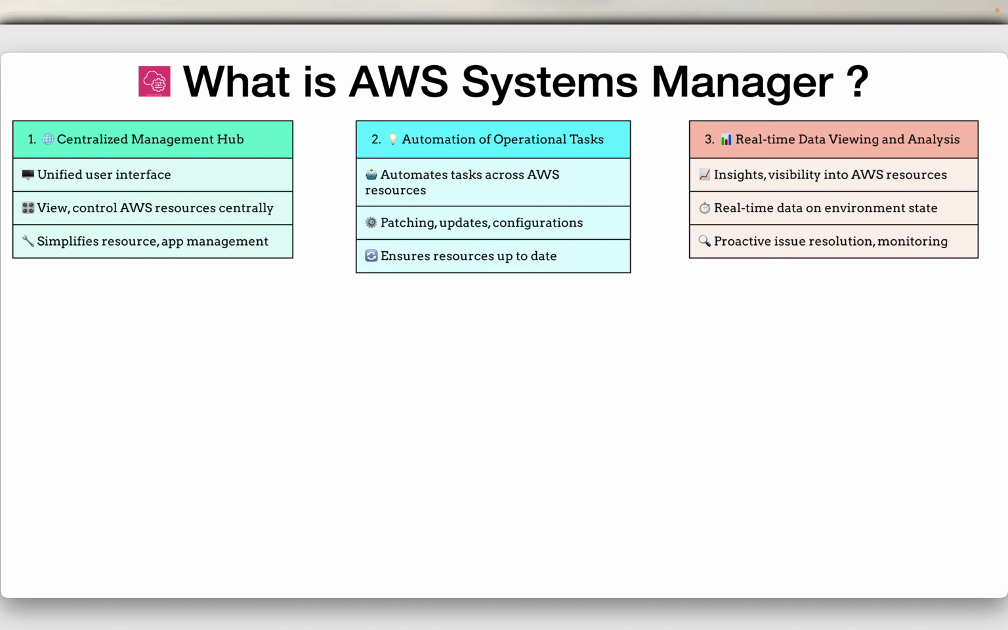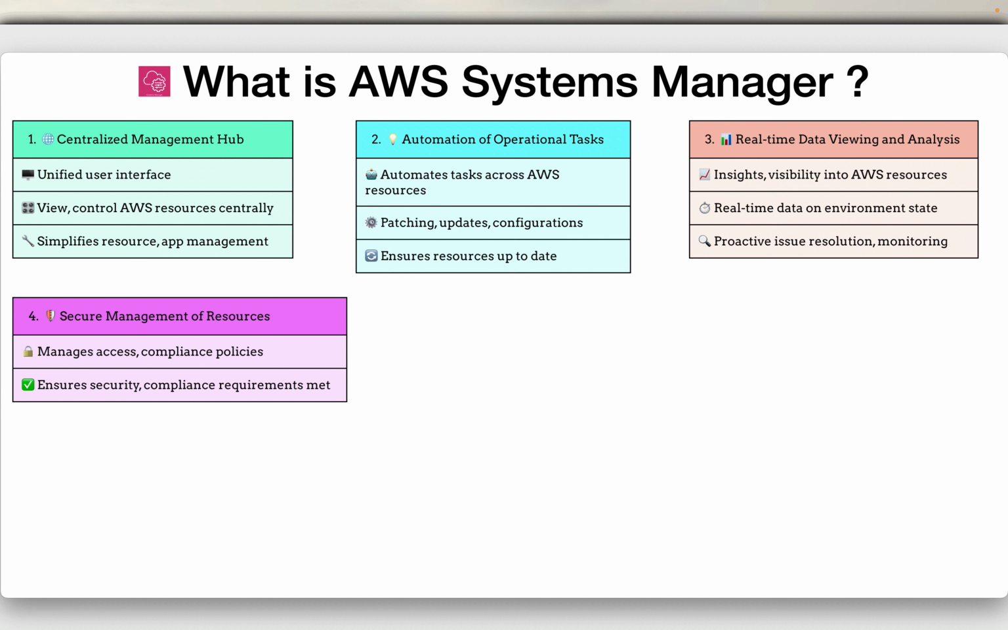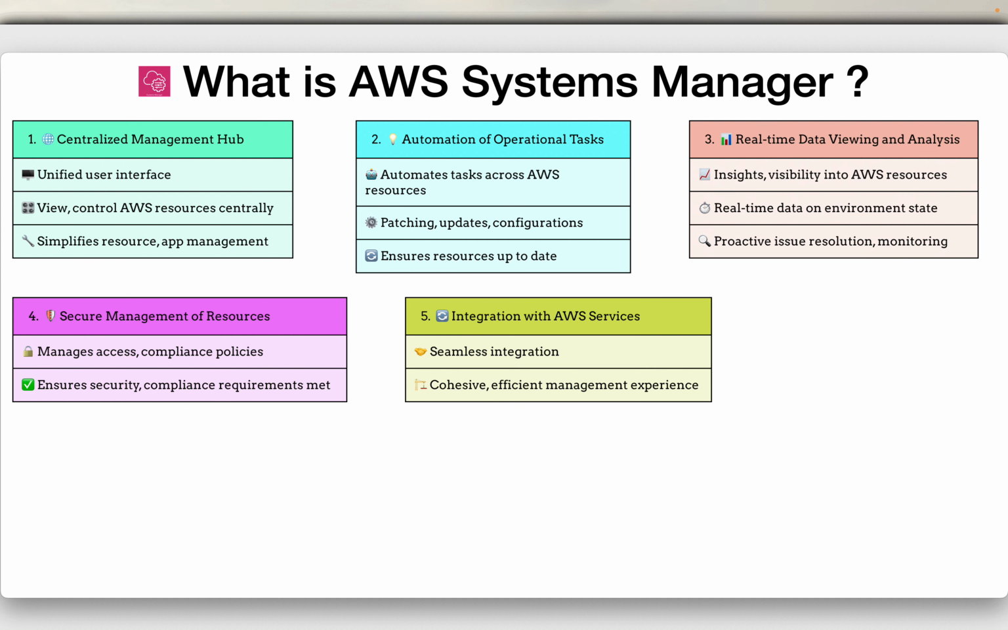Systems Manager provides insights and visibility into your AWS resources, offering real-time data on the state of your environment. This feature assists in proactive issue resolution and performance monitoring. It enhances security posture by managing access and compliance policies across AWS resources, ensuring they meet your security and compliance requirements. Offers seamless integration with other AWS services, enabling a more cohesive and efficient management experience across your AWS ecosystem.